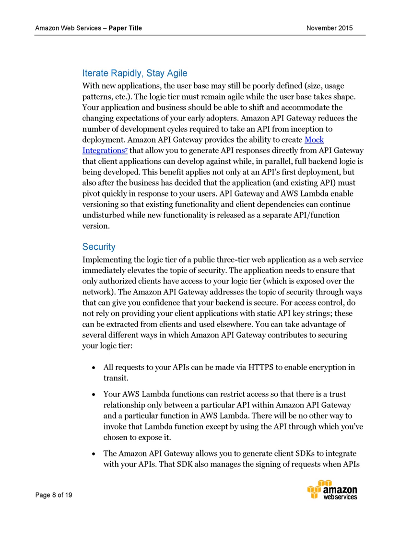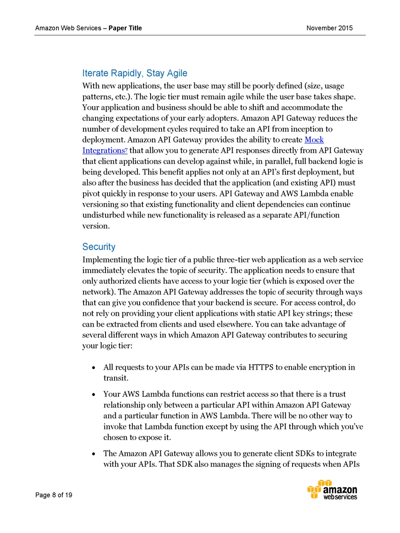For access control, do not rely on providing your client applications with static API key strings. These can be extracted from clients and used elsewhere. You can take advantage of several different ways in which Amazon API Gateway contributes to securing your logic tier. All requests to your APIs can be made via HTTPS to enable encryption in transit.